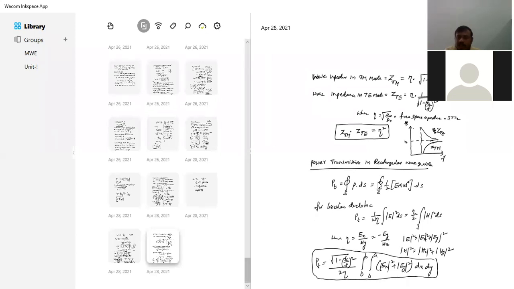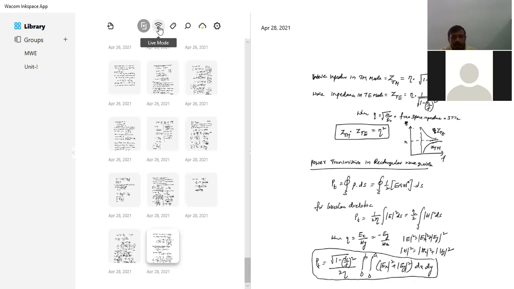Then the power transmission in the rectangular waveguide. By using the Poynting vector, you can write the power transmission in the rectangular waveguide: P_T is equal to the surface integral of P into ds. Already we know the power is equal to half into E cross H, so you can write it in terms of E or in terms of H. Now this is the power transmission.